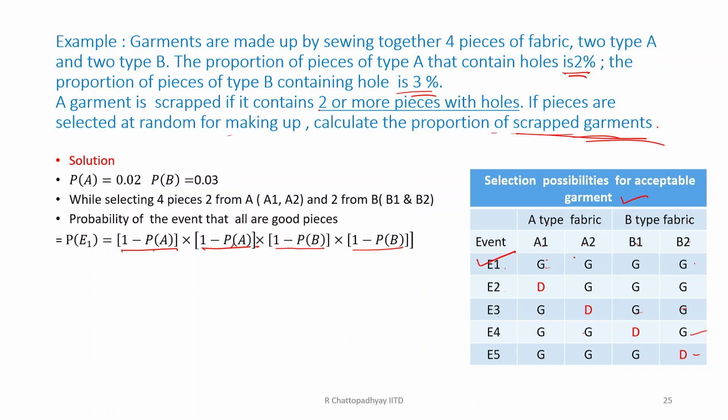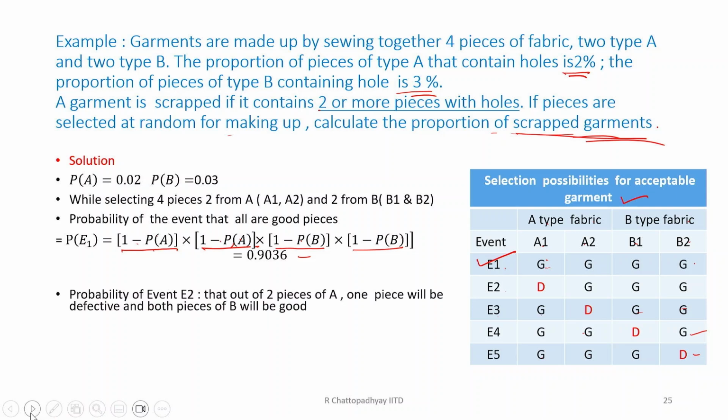So all these selections will be consecutively good, which means I have to multiply probability of A1 not defective into probability of A2 not being defective into probability of B1 not being defective and probability of B2 not being defective. This probability will be multiplication, and if we put those values, we'll get a figure 0.9036. That will be the answer, that all are good pieces.